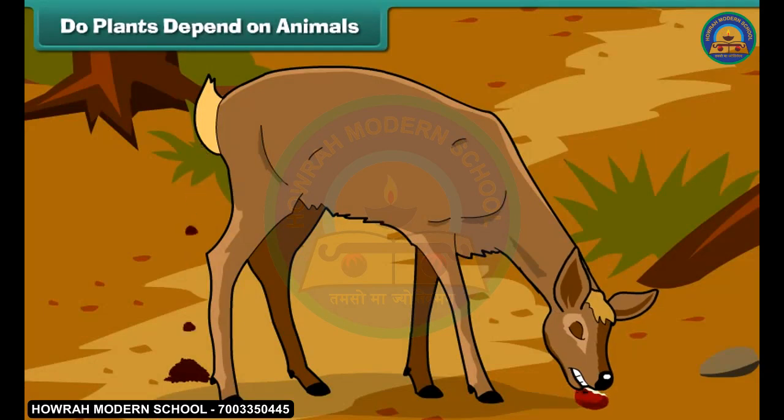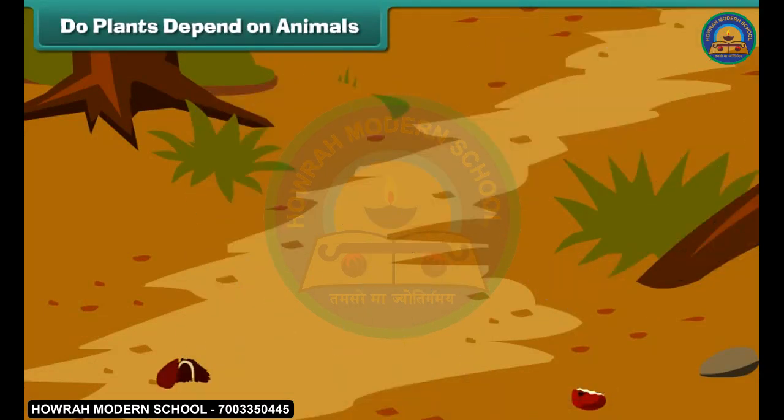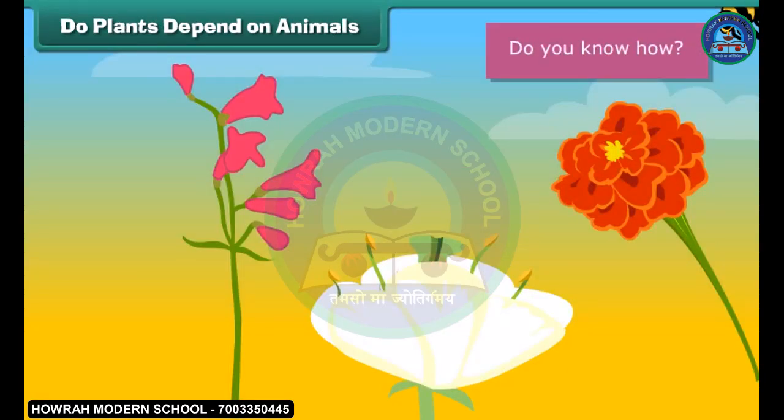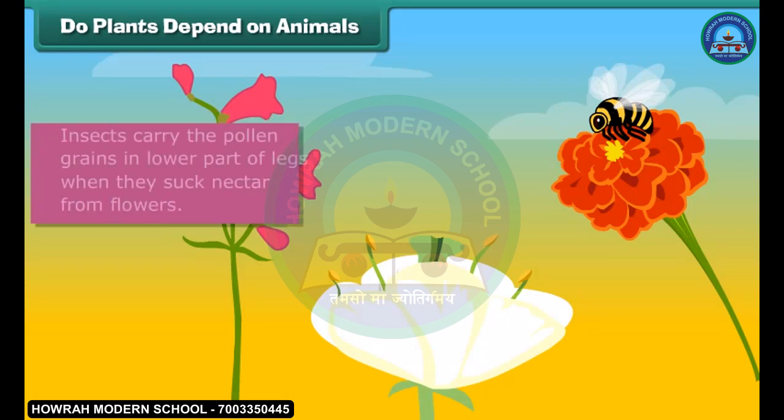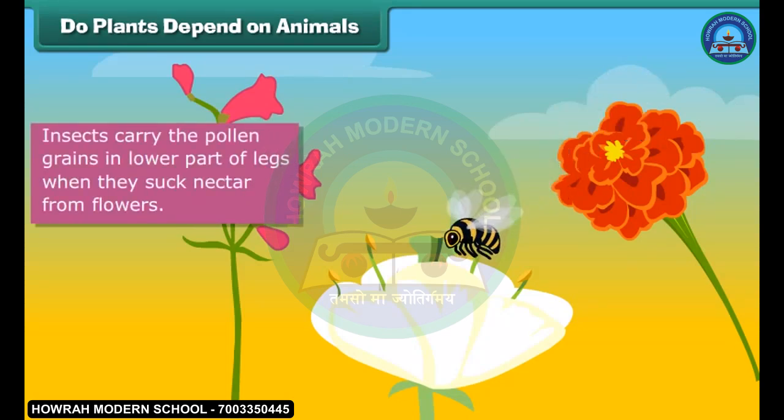Plants depend largely on animals to produce their seeds via seed dispersal. Do you know how? Let us see this. Many insects, bees and butterflies carry the pollen grains on the lower part of their legs when they sit to suck nectar from flowers and move from flower to flower. They spread the pollen carried by their legs. This is how they spread the plant seeds.